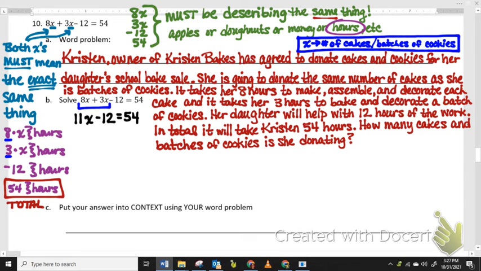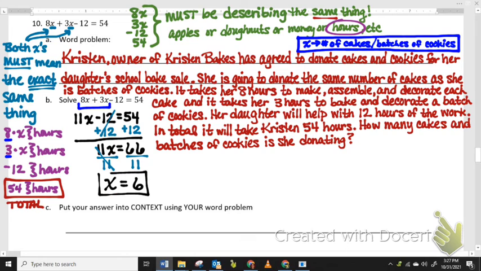If I think about that in the context of the problem, that would mean if Kristen had to do this all by herself, if her daughter wasn't volunteering any time at all, this would be how much time it would take her all alone. So if Kristen had to do this all alone, it's going to take her 66 hours. But her daughter is contributing 12 hours worth of help so that it doesn't take her that long. And then we divide both sides by 11, and we get that x is 6.